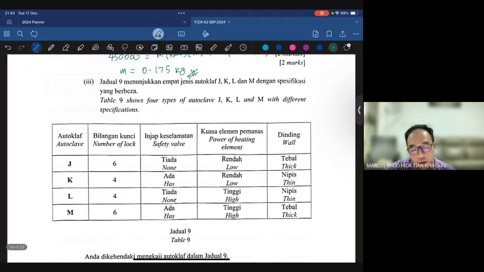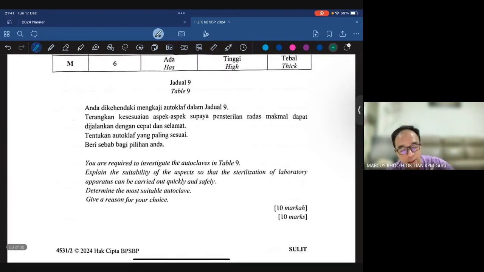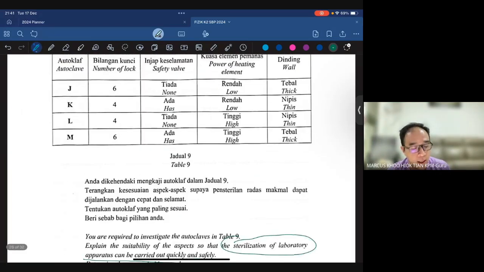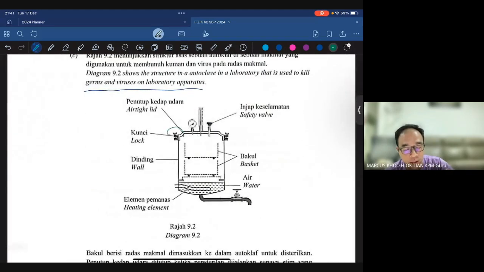Okay, 4 types of autoclave, J, K, L, M, with different specifications. You are required to study their suitability for sterilization of a laboratory that can be carried out quickly and safely. Okay, so the number of locks. You know what the locks are used for, right? The locks are used because this is like a pressure cooker.